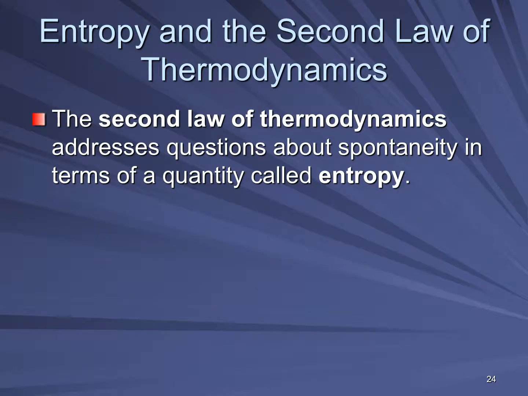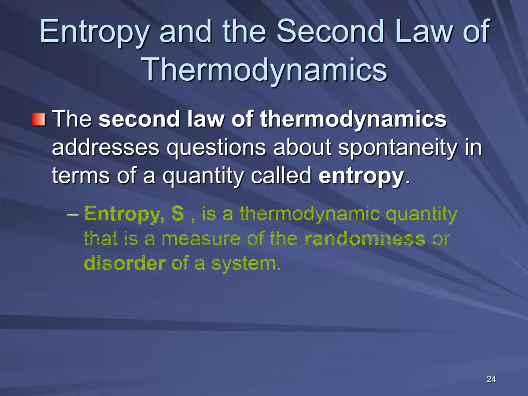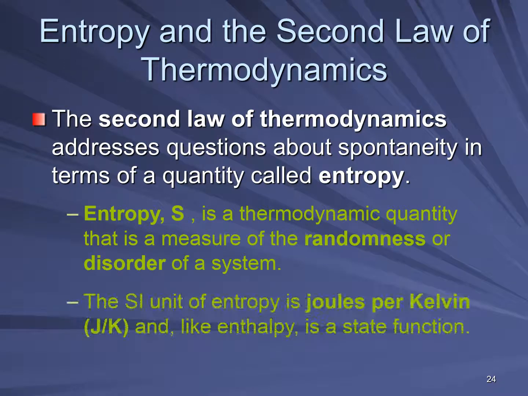So the second law of thermodynamics talks about spontaneity and introduces a quantity called entropy. Entropy, which is given the letter S as its symbol, is a thermodynamic quantity which is the measure of randomness or disorder. The unit for entropy is joules per Kelvin, and it is also a state function.